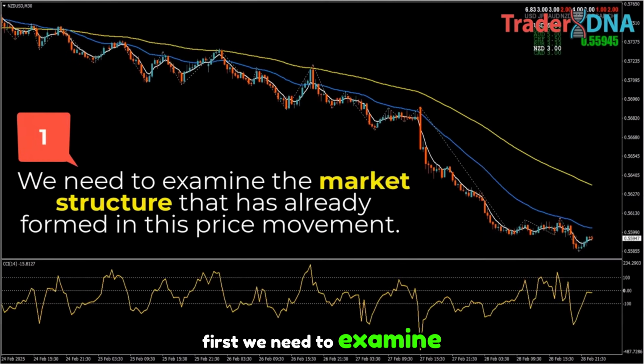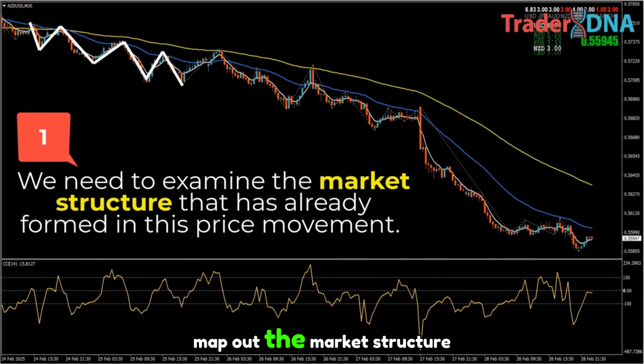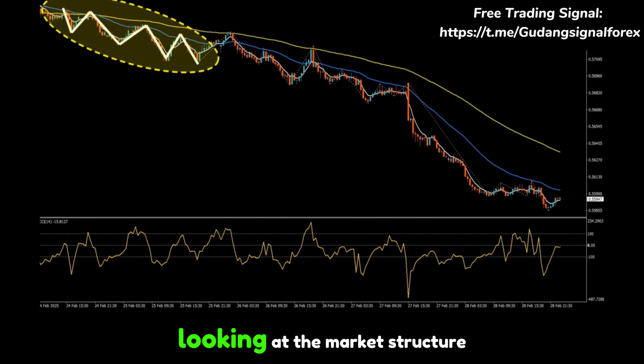First, we need to examine the market structure that has already formed in this price movement. To do that, we're using the zigzag indicator. But here's something critical you must adjust if you want it to accurately map out the market structure the way I'm using it in this video. If you stick with the default settings, the indicator won't be as precise and you won't get the same level of clarity. Looking at the market structure formed by the zigzag indicator, we can see one thing very clearly.